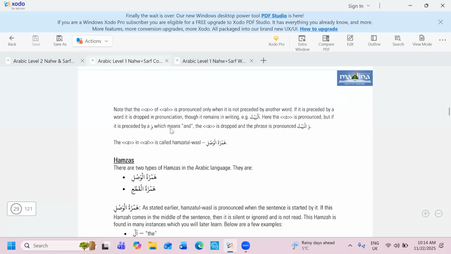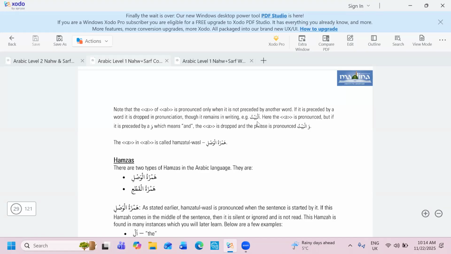Okay, so let's start from the top. Note the a of the al, meaning the alif of the al, is pronounced only when there is nothing before it. So if you're starting the sentence off with a word that starts with al, you're going to pronounce the a of the al, right? You're going to say al. Whereas if there is something before the al, then you don't pronounce the alif, but it's still written. So for example, we have the word al-baytu, and I put the letter wa before it. We're not going to say wa al-baytu. We're going to say wal-baytu.